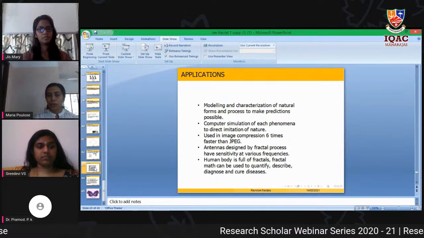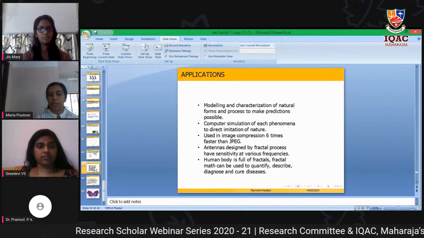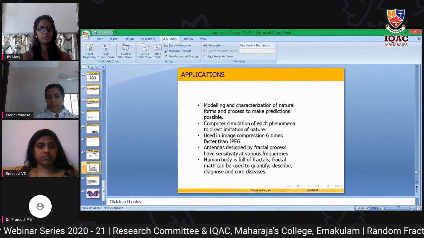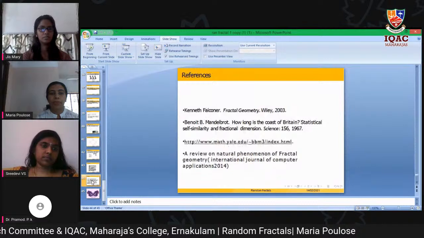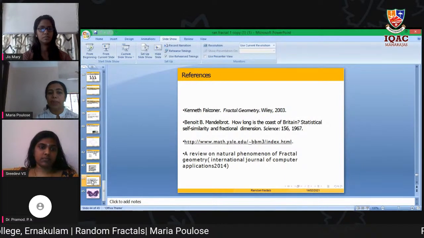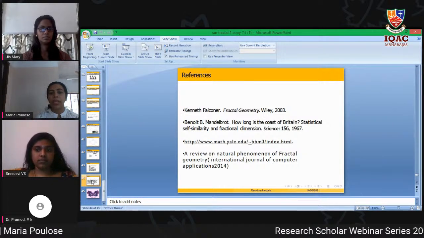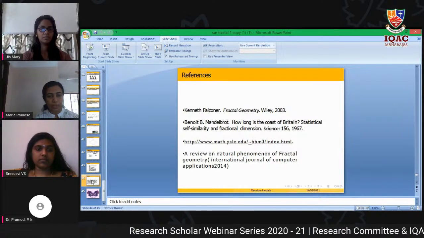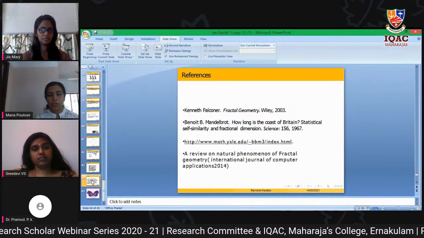Using this, we can see it has application in computer science, and also in the medical area we can use random fractals. The references are: Fractal Geometry by Kenneth Falconer, Benoit B. Mandelbrot, How Long Is the Coast of Britain, with a link, and a review on natural phenomena of fractal geometry, an international journal of computer applications.